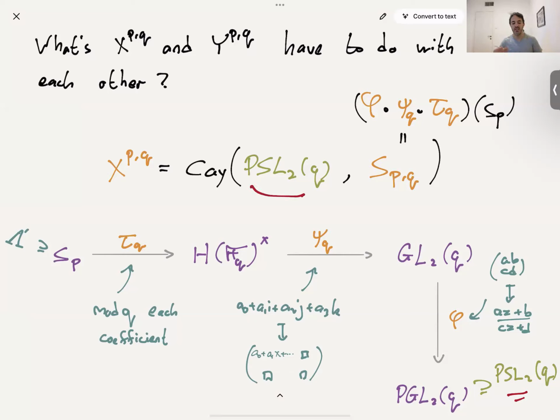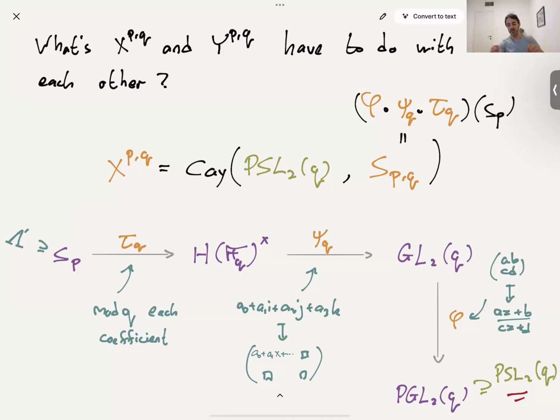You don't reach, using the generators that start from SP under these reductions, anything that's not in PSL2, rather than PGL2. And we currently don't know that we reach everything. We don't know that this graph is connected. We don't know that every element here is generated by this generating set, where SPQ is just the image of SP under these reductions. Okay, so that was XPQ.